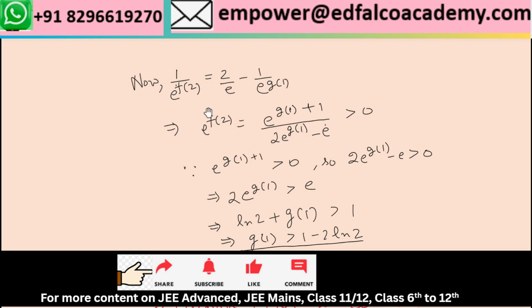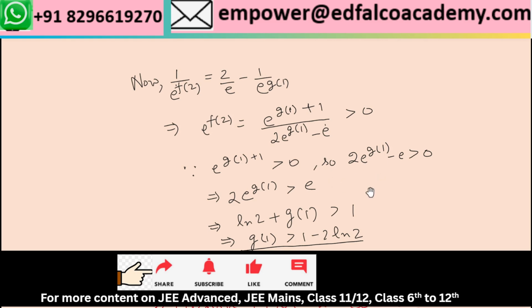And we know that e to the power f of 2 must be greater than 0, whether f of 2 is a positive or negative number, for any real number. It's given in the question that it belongs to the reals. So for any real number, we know this is going to be positive. So we are putting this entire thing greater than 0. Again, we know e to the power g of 1 plus 1, which is the numerator, is always greater than 0. So the denominator also needs to be greater than 0.